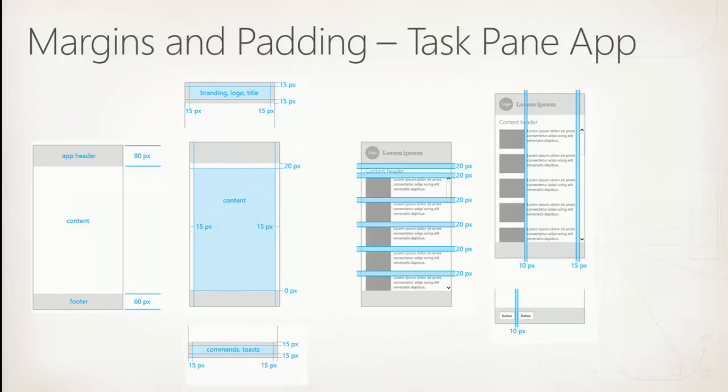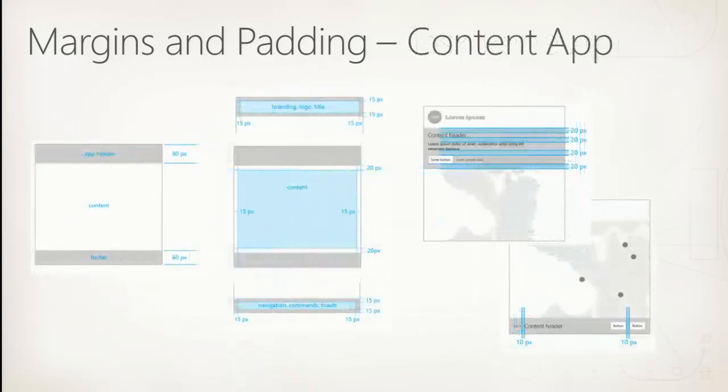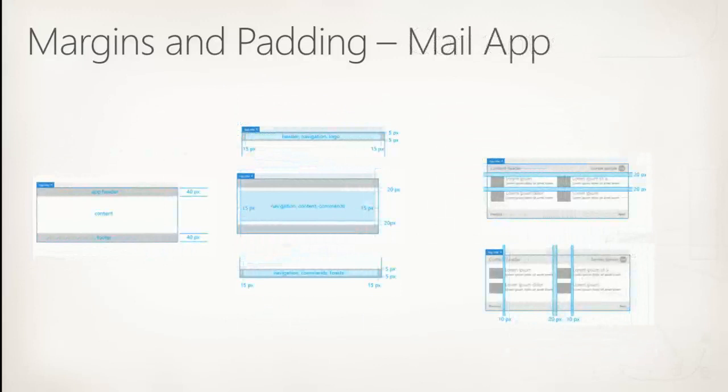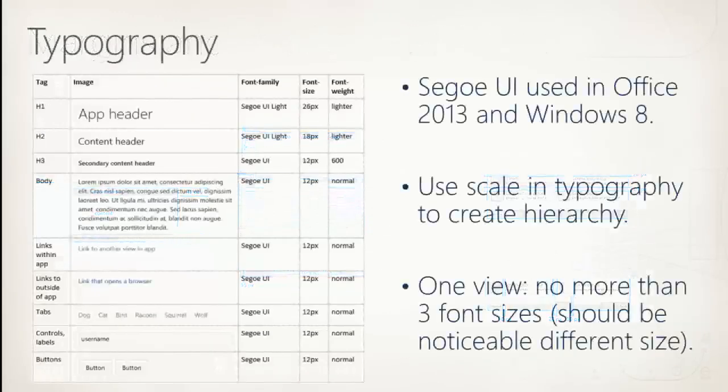If you have a very constant silhouette with the same margins around the outside, the chrome of your app, with the content inside being the only thing that's moving, it really limits the distractions. So this is for task pane apps, content apps, and again for mail apps. And that's in the design guide on dev.office.com.